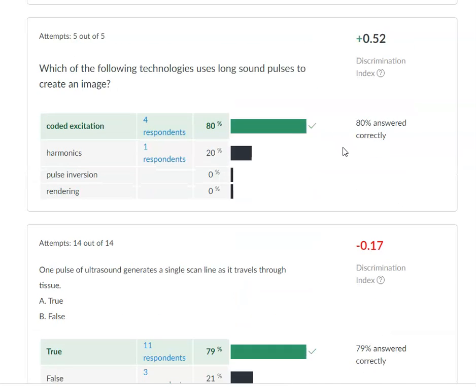Which of the following technology uses long pulses to create an image? This is coded excitation. This was mentioned in the book briefly. Coded excitation does require longer pulses because it is a system by which you have pulses and gaps of pulses in order to create a binary set of information in your pulse. And that is coded excitation, and it helps improve the signal to noise ratio.